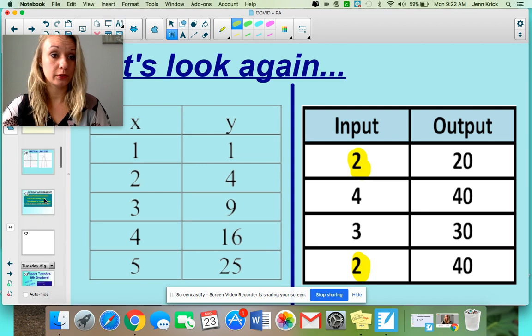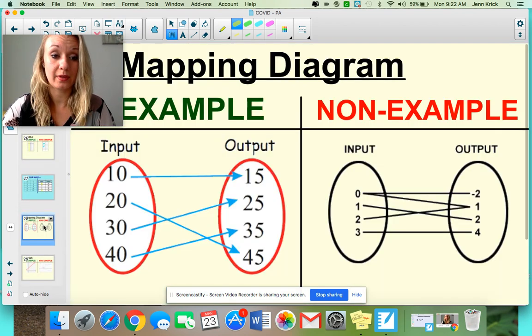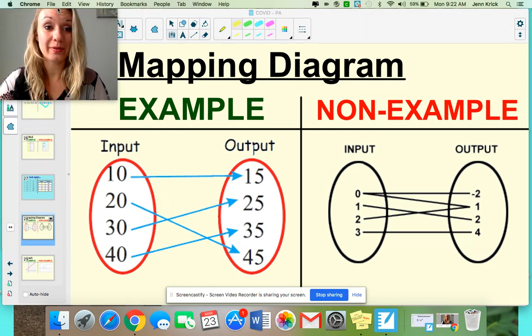So we looked at ordered pairs. We looked at tables. Now we're going to representation number 3. Hopefully you remember mapping diagrams.